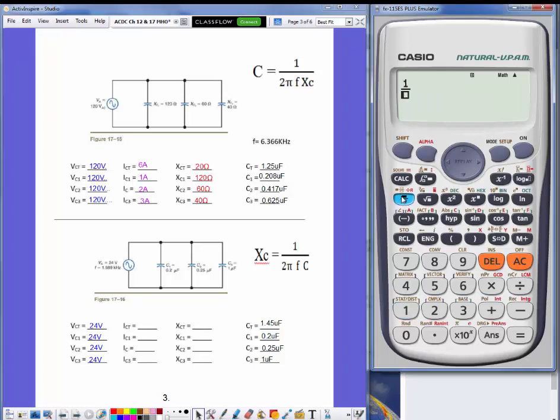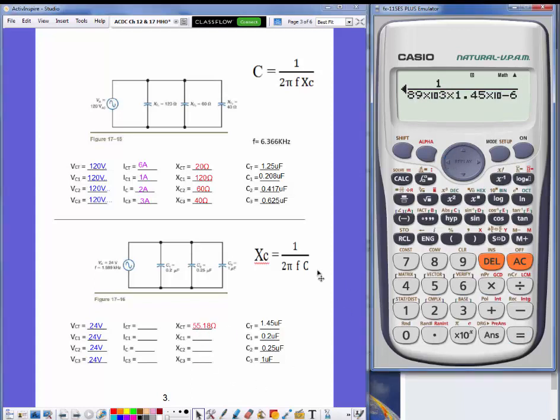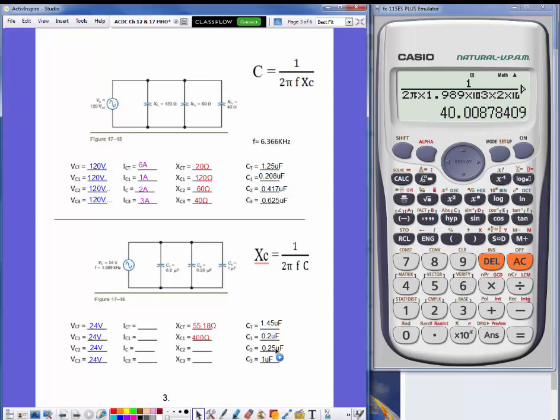And so I'm going to put this formula to use: 1 over 2 pi times my frequency, which is right here, 1.989 times 10 to the third, times my capacitance, 1.45 times 10 to the negative 6, giving me 55.18 ohms. I go up here, I change out this last number, the capacitance, to the new value, which is 240 ohms.